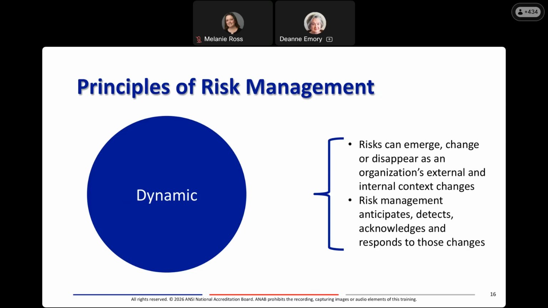To be dynamic, the risk management program needs to respond to events in an appropriate and timely manner. Risks can emerge, change, or disappear as an organization's external and internal issues change and its context may change. Risk management anticipates, detects, acknowledges, and responds to those changes and events in an appropriate and timely manner. That time, how it's appropriate, is planned by the organization itself.